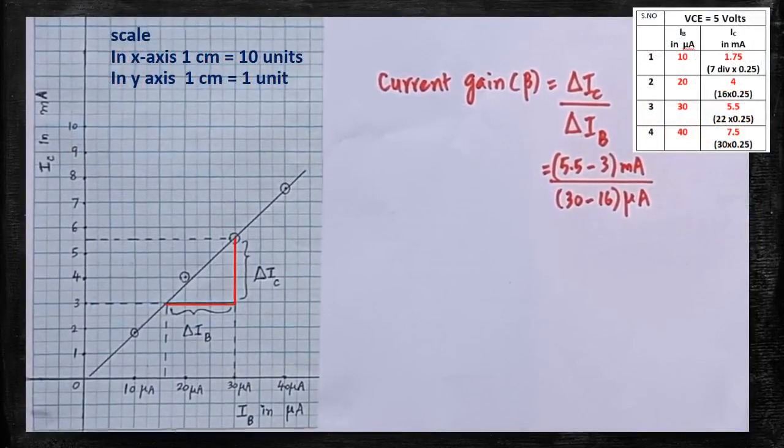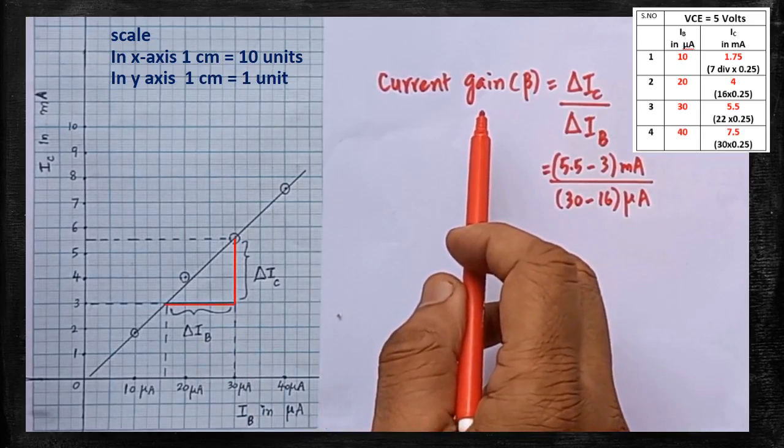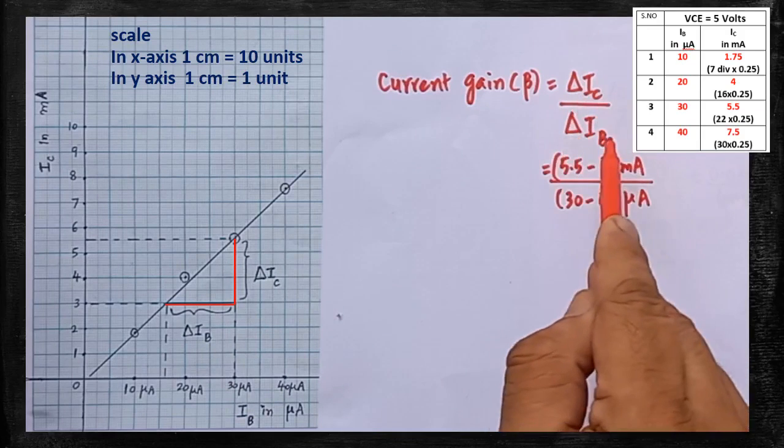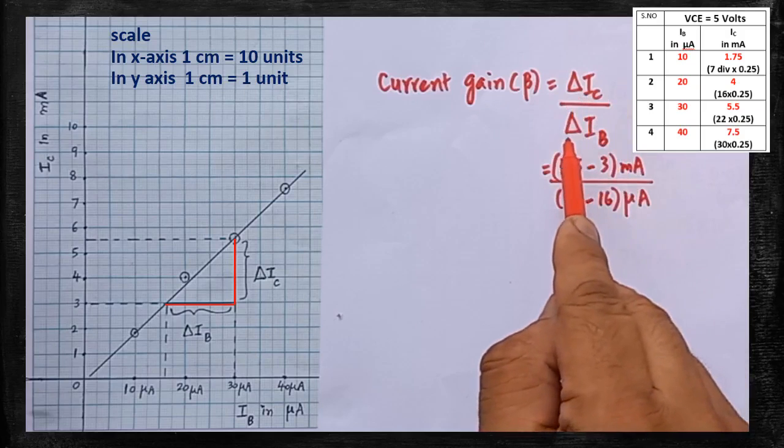Now in the transfer characteristics, we are going to calculate the second parameter of the transistor. Look at the formula here. To calculate the current gain beta, we have to use the formula del IC divided by del IB. That is the ratio of change in collector current to the change in base current.